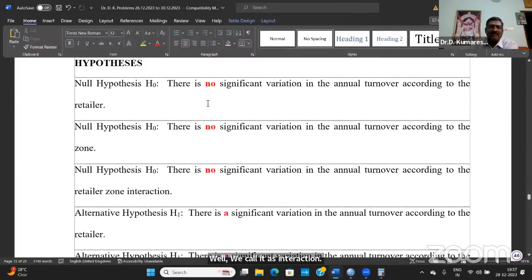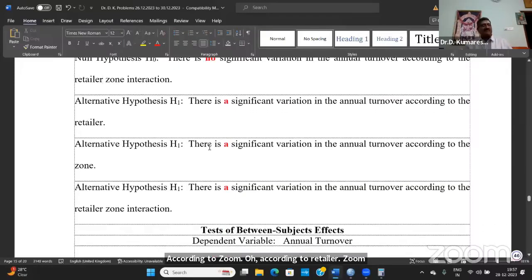Look at here. There is no significant variation in the annual turnover according to retailer, according to zone, according to retailer zone interaction. So obviously three alternative hypotheses. Okay.